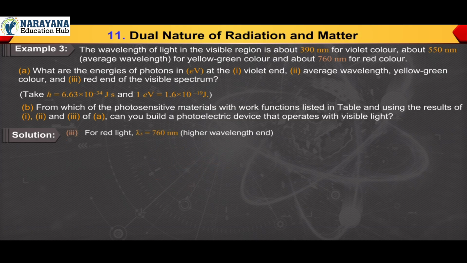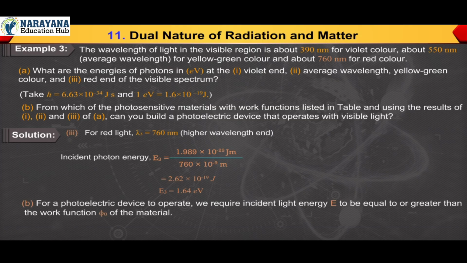Number 3. For red light, λ3 is equal to 760 nanometer, which is higher wavelength, and incident photon energy E3 is equal to 1.989 into 10 raised to minus 25 joule meter upon 760 into 10 raised to minus 9 meter is equal to 2.62 into 10 raised to minus 19 joule. E3 is equal to 1.64 electron volt.